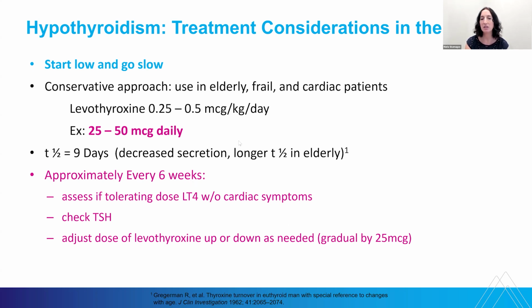If the TSH is still high, then we may increase the dose, but we want to, again, do that very gradually in individuals who are elderly, frail, or cardiac patients. And we want to assess if they're tolerating the dose. So the main symptom I will ask for is, are you having palpitations or skipped beats? That's a symptom of high thyroid hormone at the level of the heart.